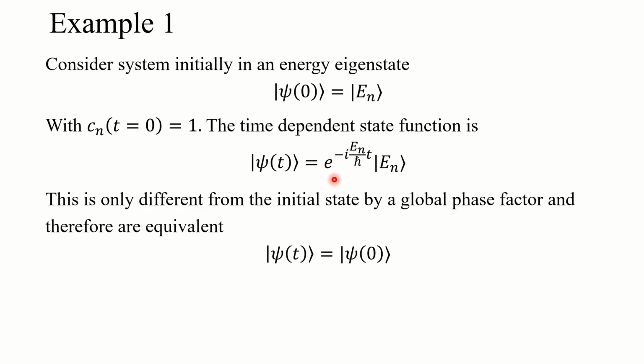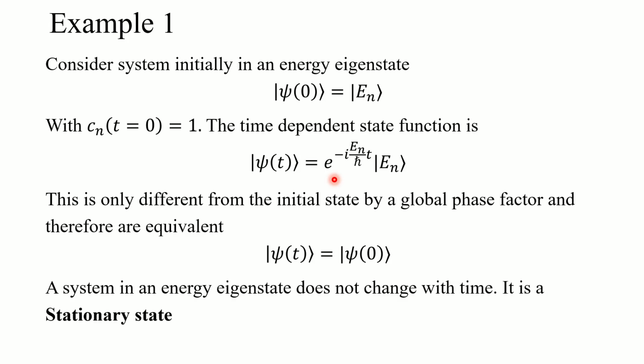And we've discussed several times that global phases are unphysical. They don't really matter. We can set that global phase to be whatever we want, so we can just get rid of it. The state doesn't change with respect to time. These two states, psi of t and psi of t equals 0, are equivalent. And this is why energy eigenstates are what we call stationary states. If the system's in an energy eigenstate, it stays in that state as the system evolves in time.